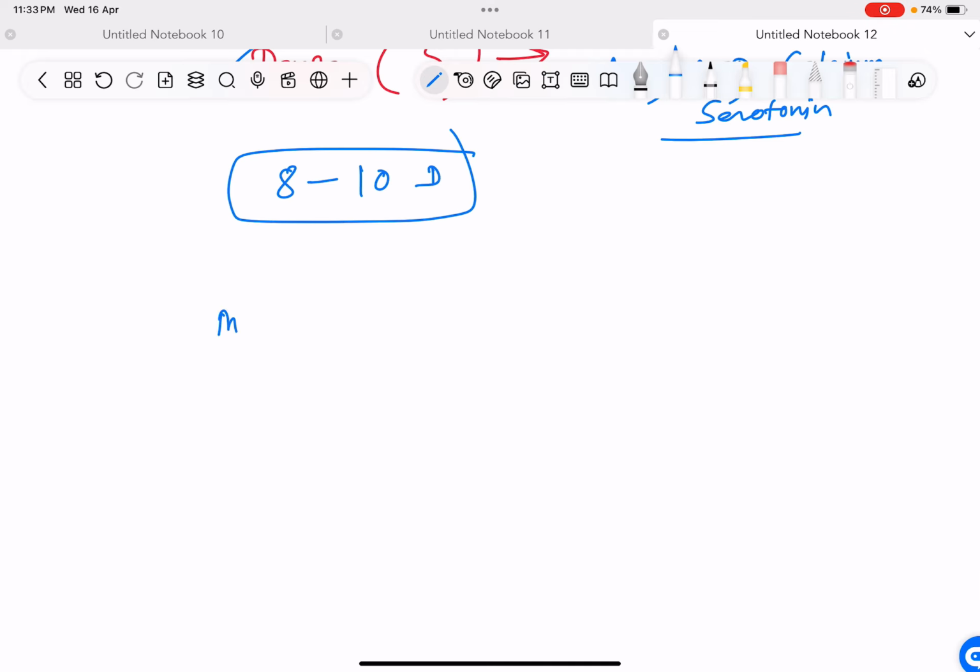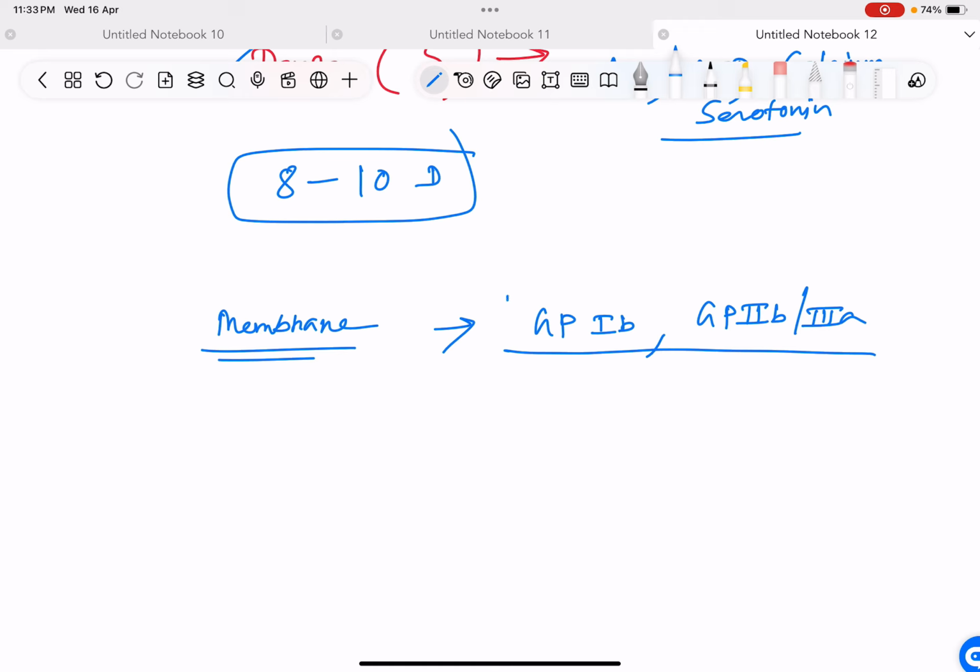The membrane of platelet is rich in glycoproteins like GP1B and GP2B3A, which are important for the qualitative disorders. We will study how these glycoproteins, these are glycoproteins. What are they? These glycoproteins which are present in the membrane, they are responsible for the important process of hemostasis. We will study them.